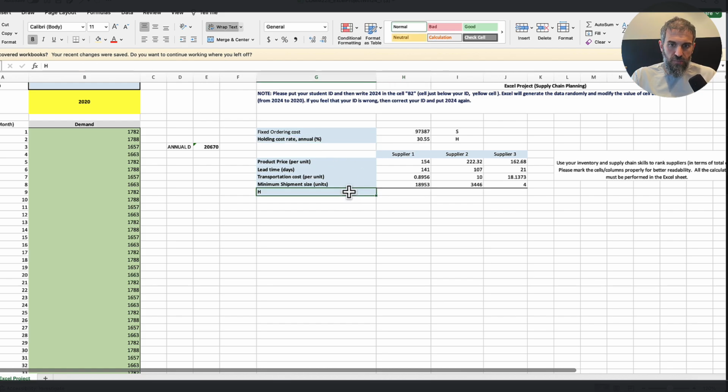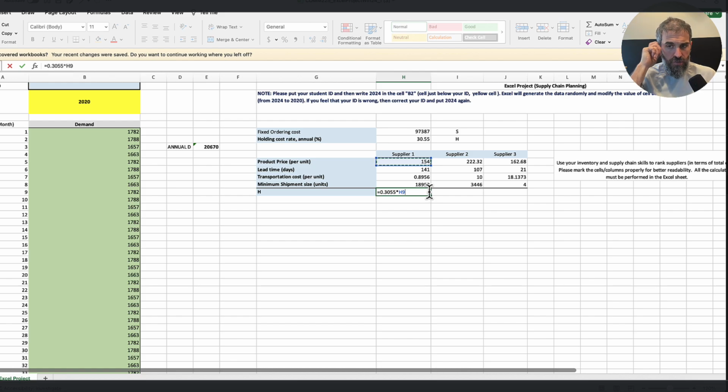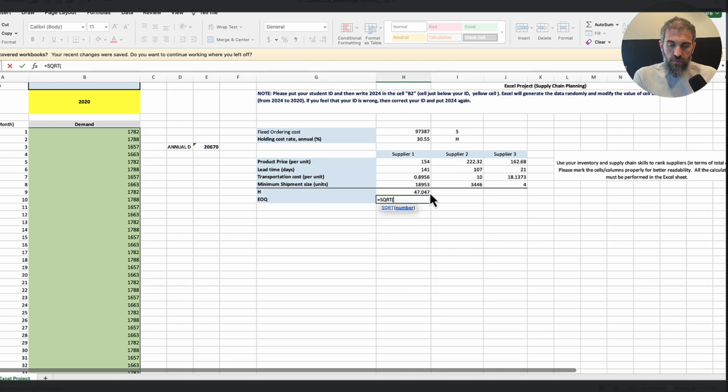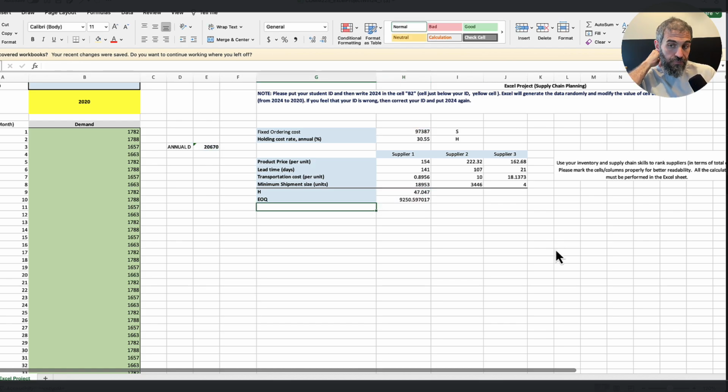And we learned in class that this means it's 30.55% of the price. So they told you the price is 154. That means the holding cost for this supplier is $47 and about 5 cents. Then I would find the EOQ using your formula. So that is the square root of 2 times the annual demand, that's D, times S, they gave you the ordering cost up there, over the H that you just found. 2DS over H, the same formula as you would have used on your midterm. That's the EOQ. Great.